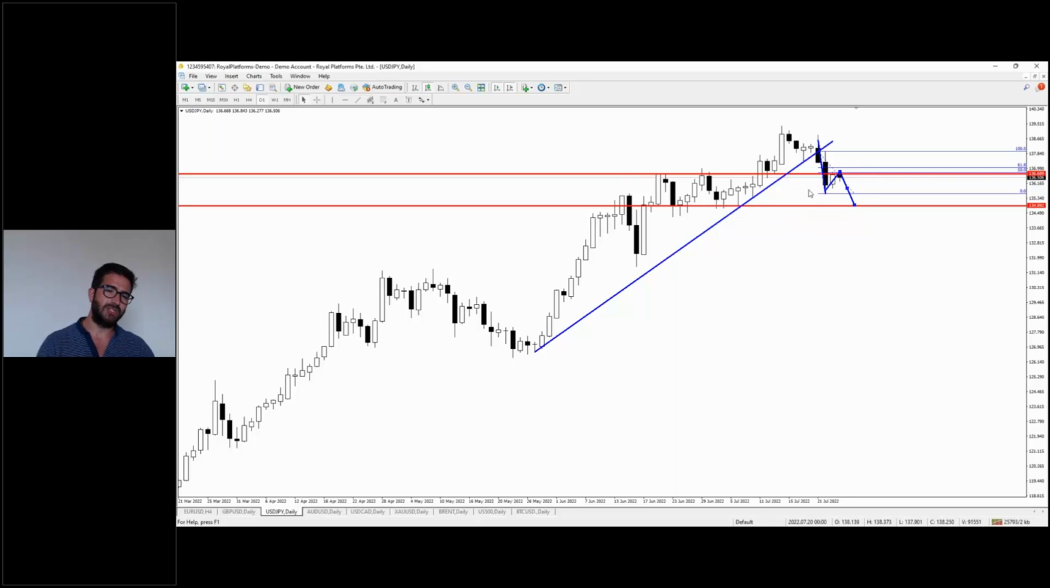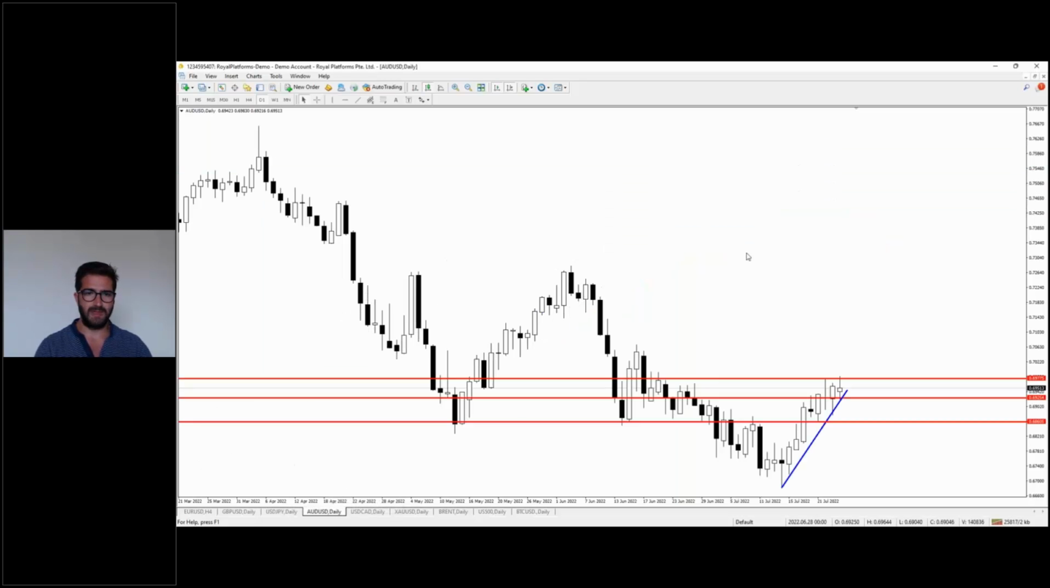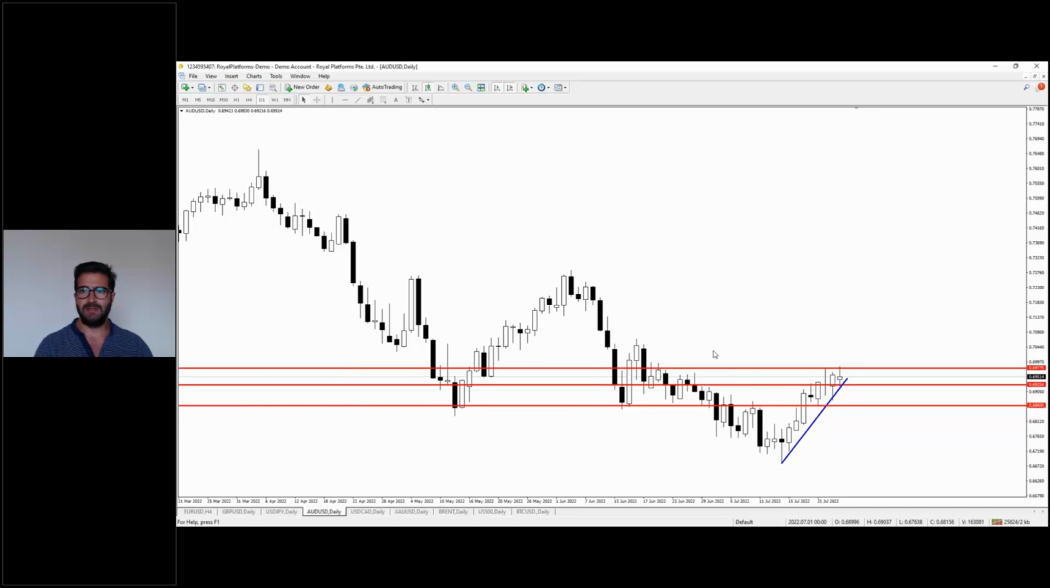So USDJPY most probably will move to the downside to reach the 134 mark. Australian USD is moving to the upside. If we look at the daily time frame, we have a breach of this trend line. We have now higher highs, higher lows after breaking this trend line.